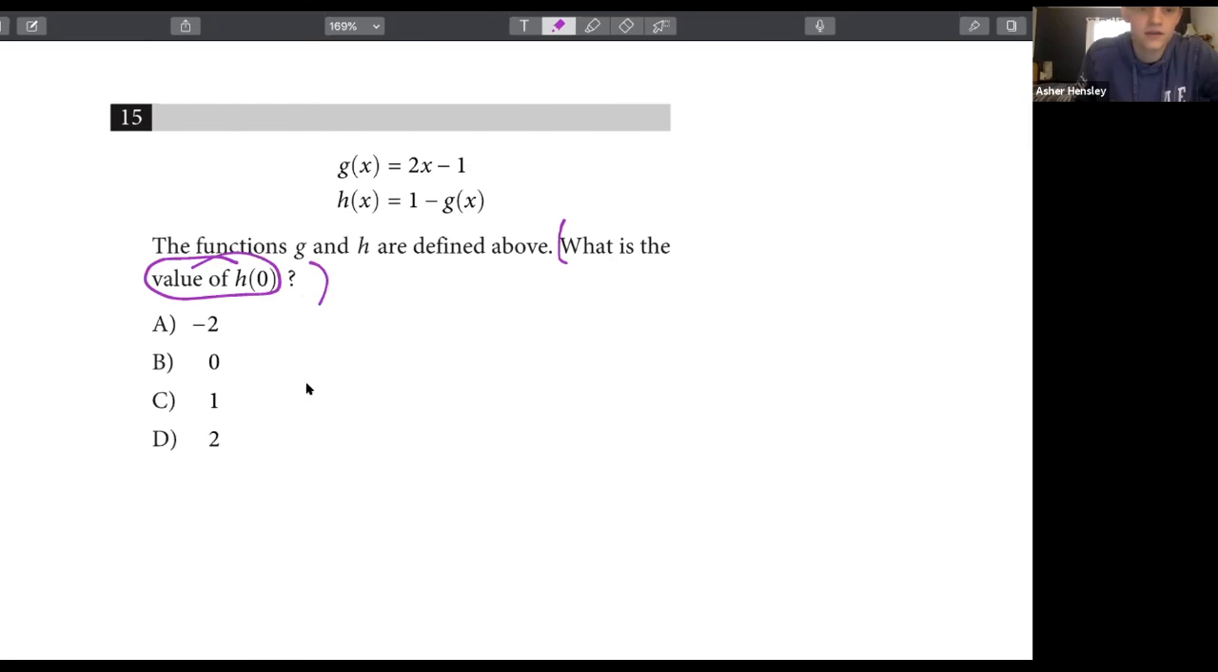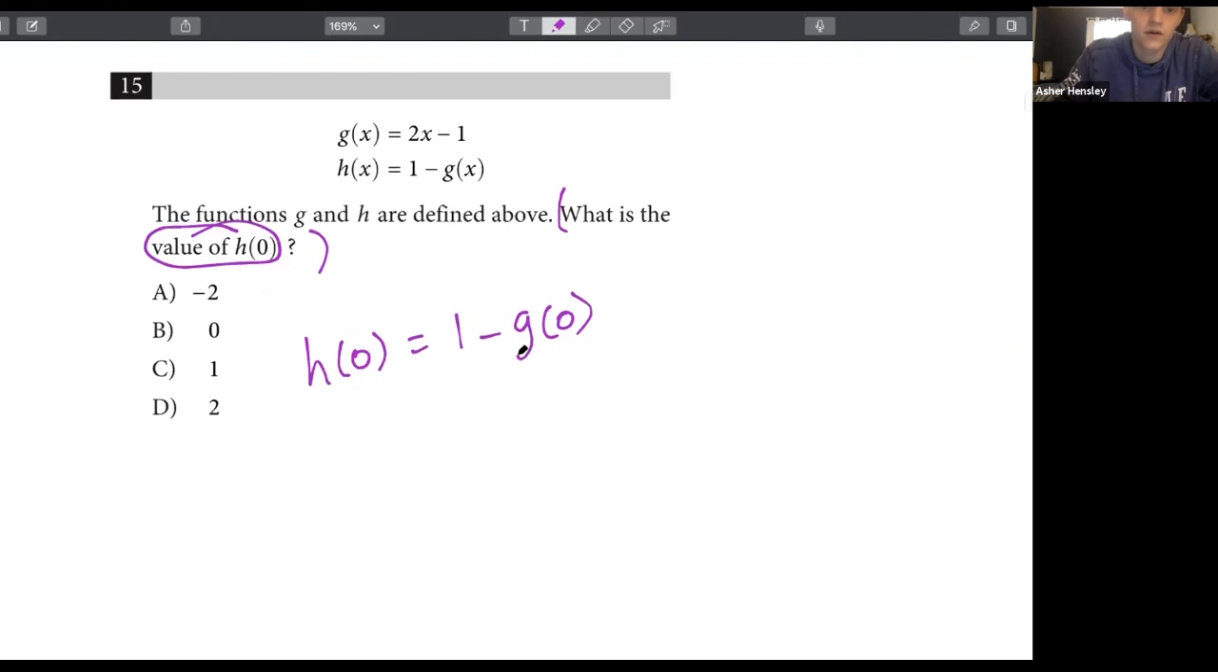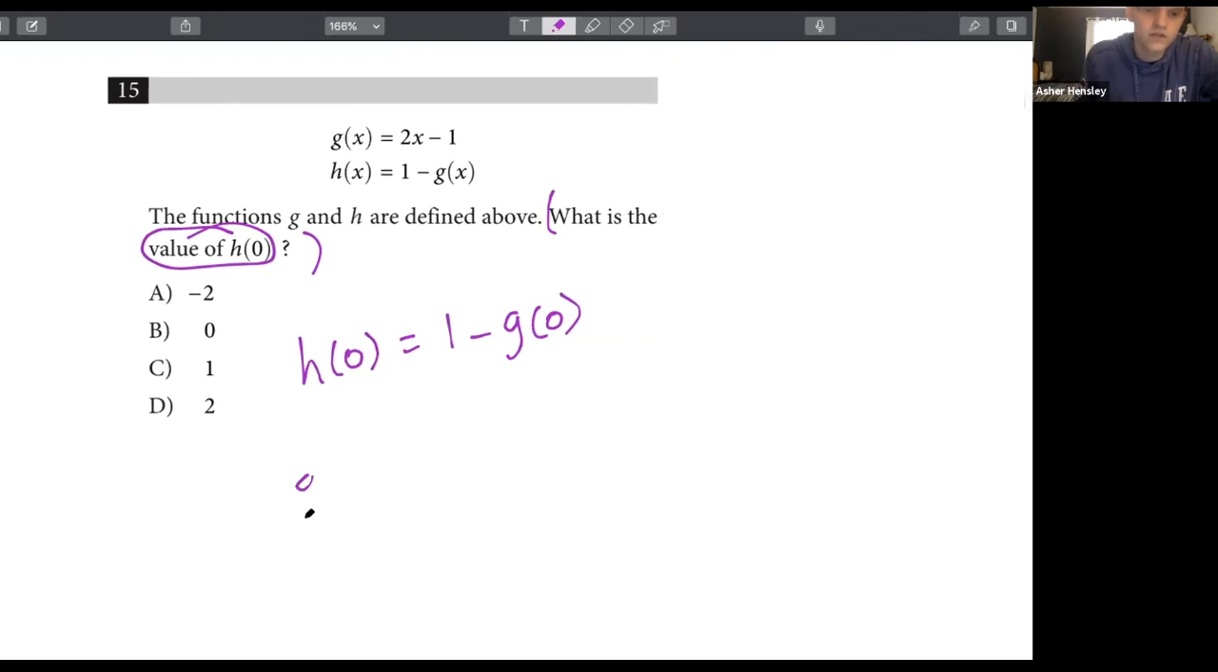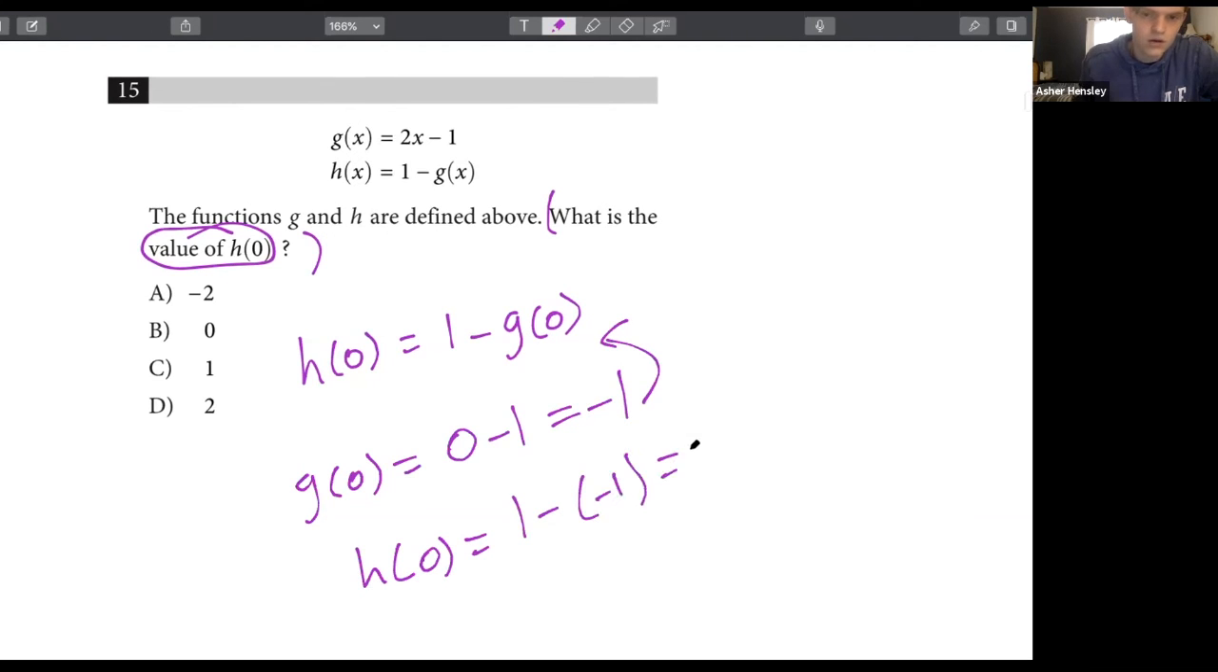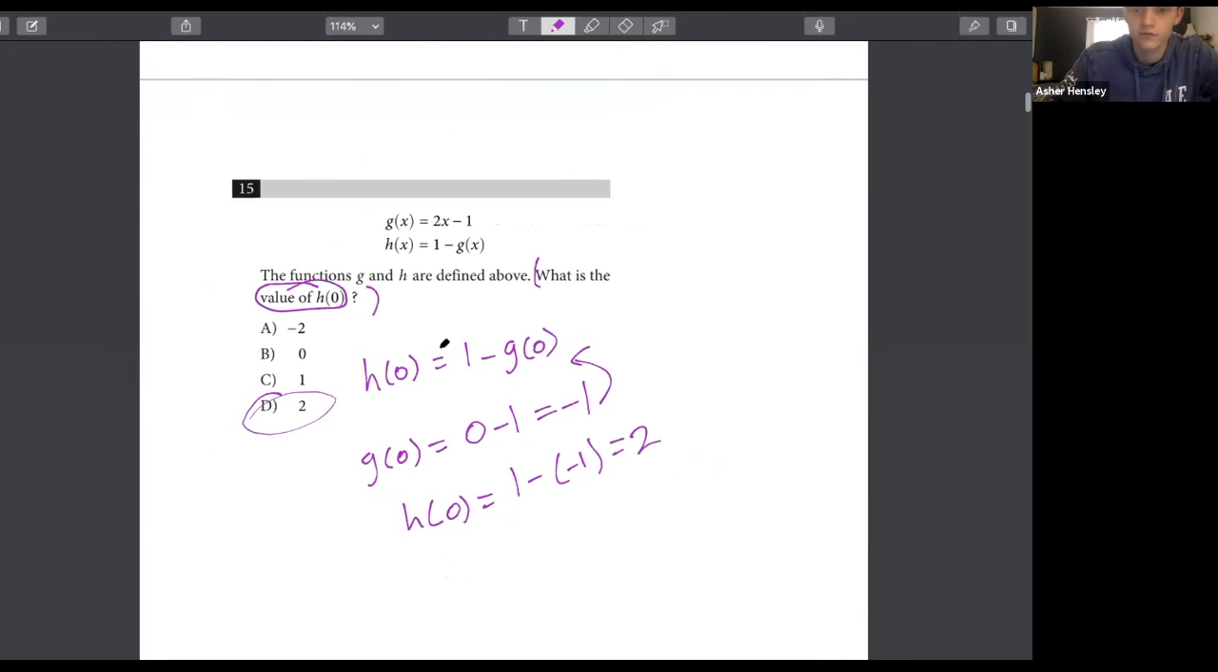So that's the same thing as h of 0 equals 1 minus g of 0. So the first thing that we need to do is figure out whatever g of 0 is. And so g of 0 equals 0 minus 1 equals negative 1. Just plug that in. H of 0 equals 1 minus negative 1, which gives us 2. This is going to be D. So really good stuff. Perfect. Just plugging in, and that's it.